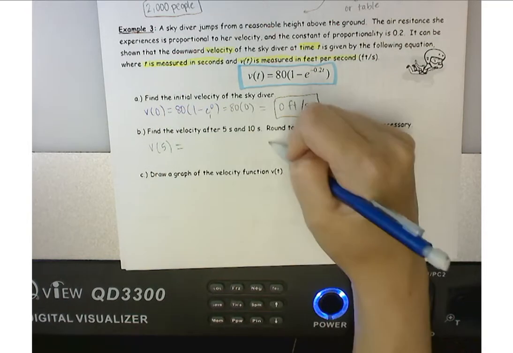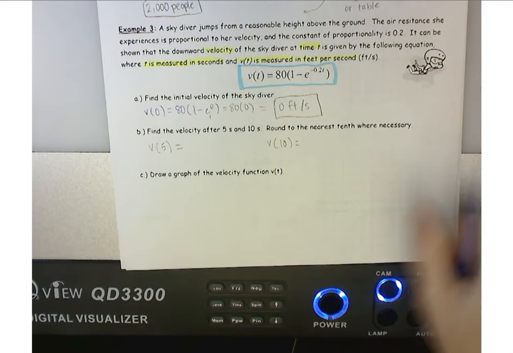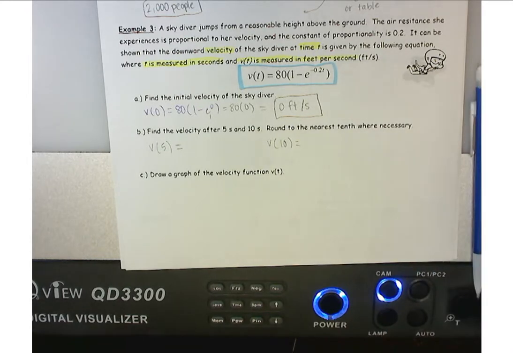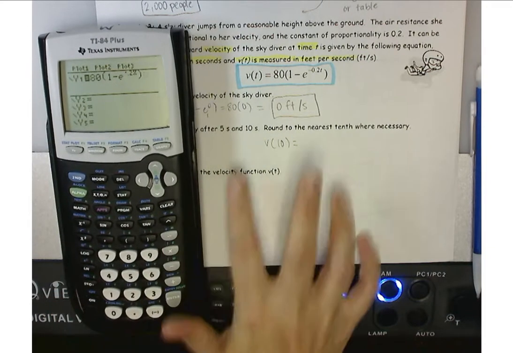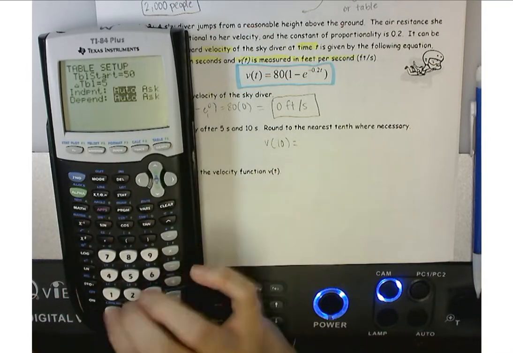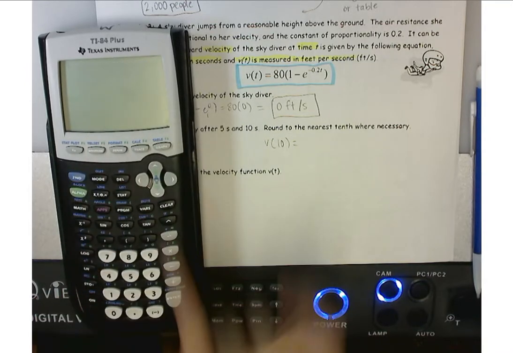So just like we did before, we can use our graphing calculator to input the equation, and then that just helps us find those two values quickly without having to plug in the values twice. Okay, so you have 1 minus e, negative 0.2x. Okay, so you're going to have that in your y equals. And then if it's 5 and 10, if you want, you can start at 0. Make your table set go by 5.